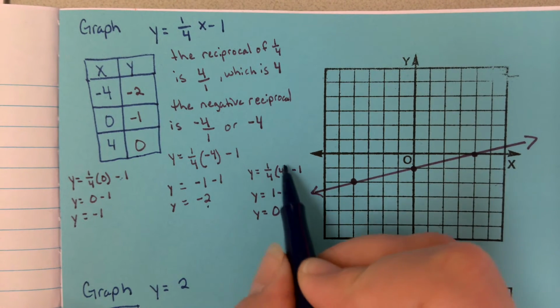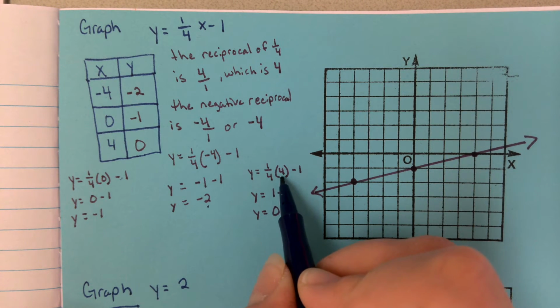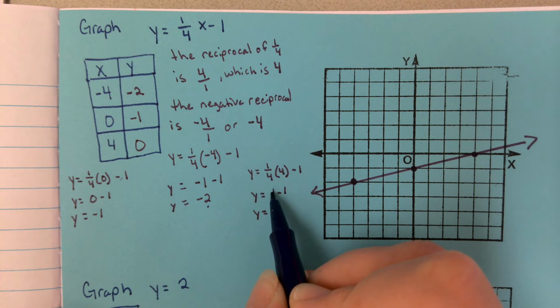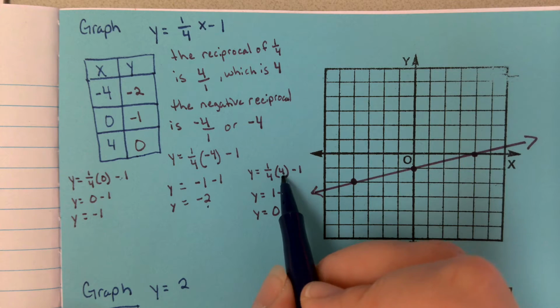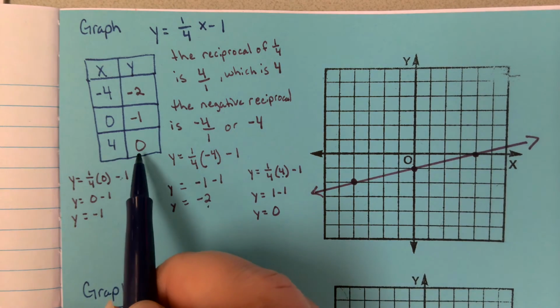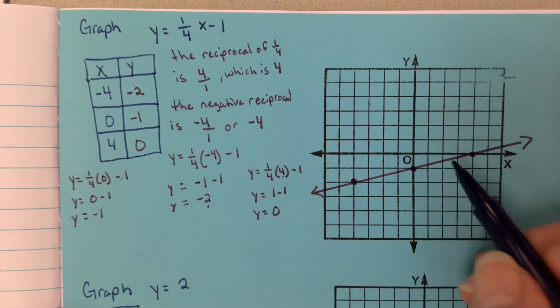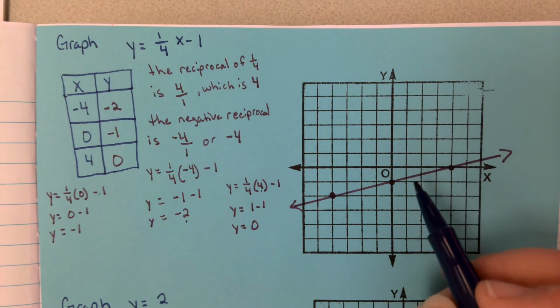Then I substituted my 4. 1/4 times 4 is 1. Brought that down. Minus 1. 1 minus 1 is 0. So when x is 4, y is 0. X is 4, y is 0. Then I went over to my graph and I plotted my points.